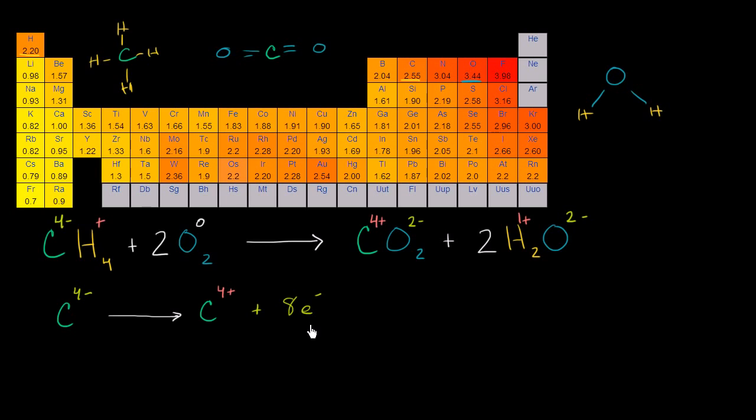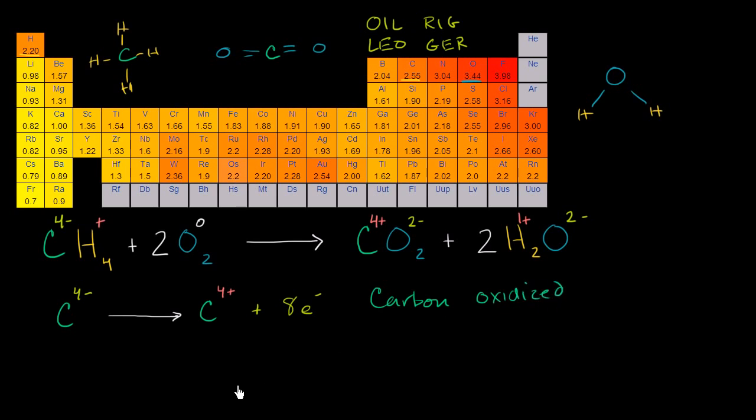What do we call it when you are losing these hypothetical electrons? Well, we can remind ourselves: OIL RIG. Oxidation is losing electrons, reduction is gaining. Or LEO the lion says GER. Losing electrons is oxidation, gaining electrons is reduction. So it's clear right over here that carbon is being oxidized. It is losing electrons. Oxidation is losing electrons. So the carbon is oxidized.